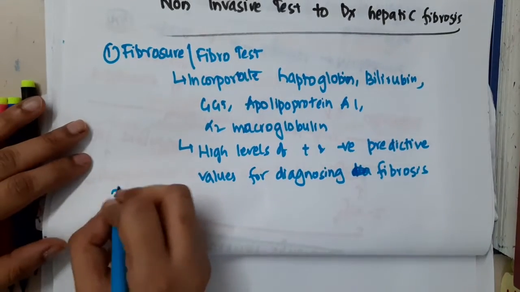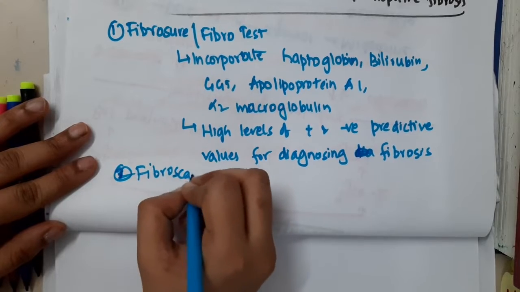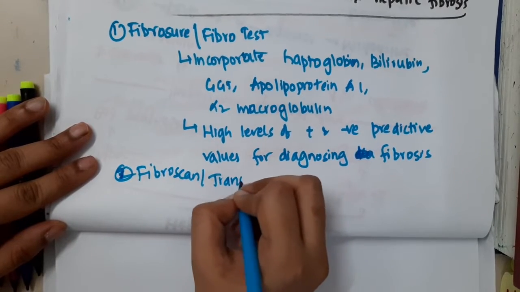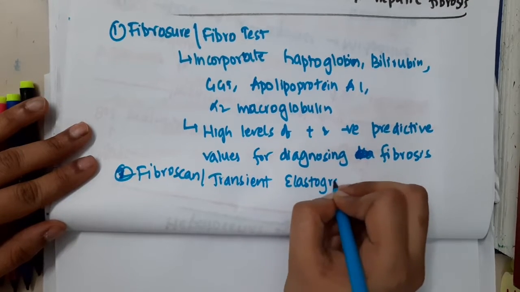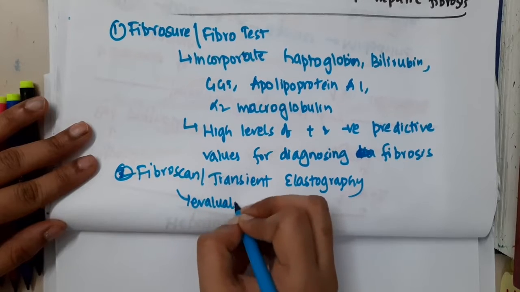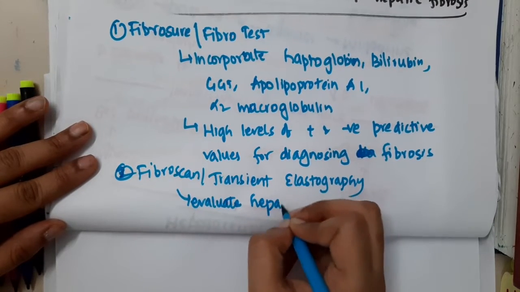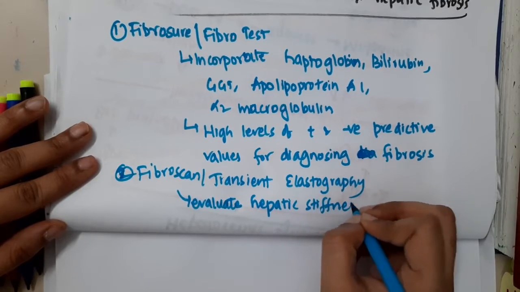Then the second important test is FibroScan, or transient elastography. What does this do? This will evaluate hepatic stiffness.